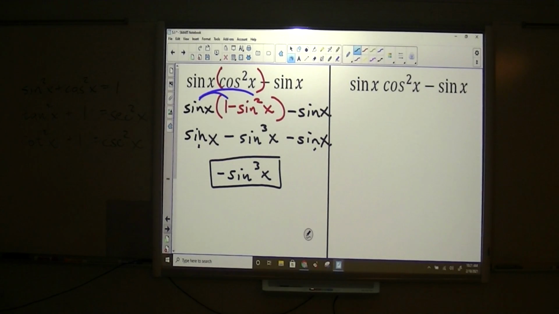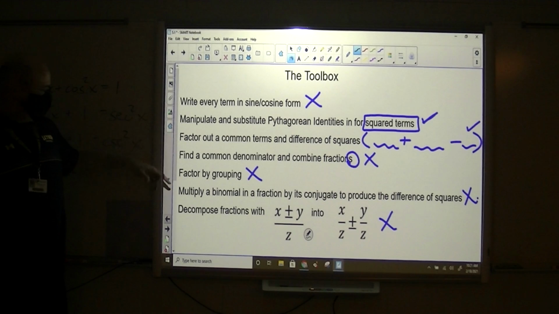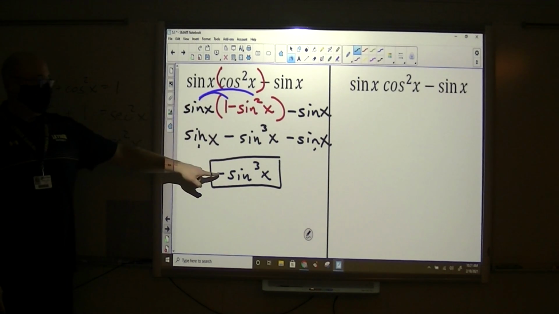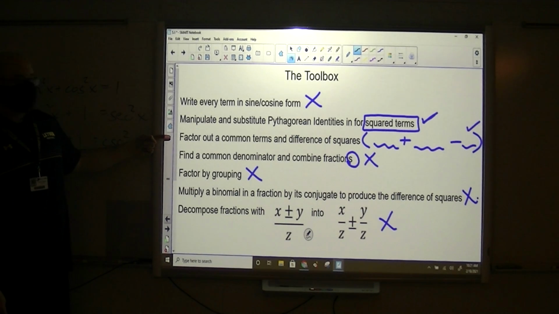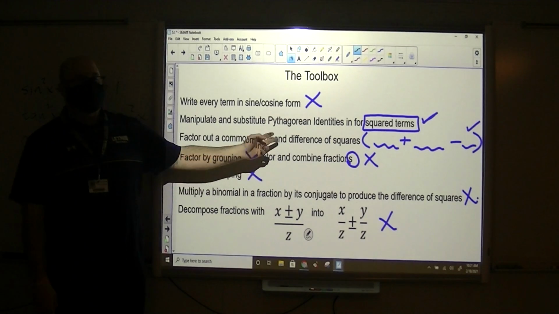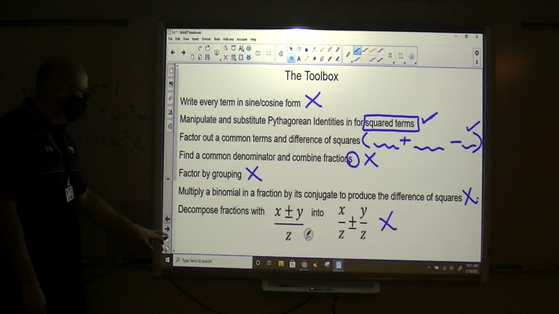Okay, method number 2. We said we could have done this, we did that, and we got that. We also said this could work, factoring out a common term and the difference of squares. This should say and or the difference of squares, looking for the difference of squares, okay?